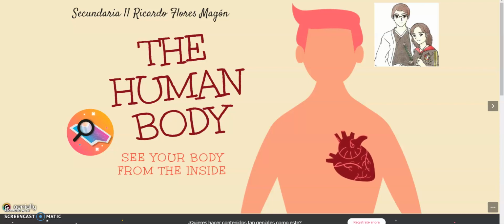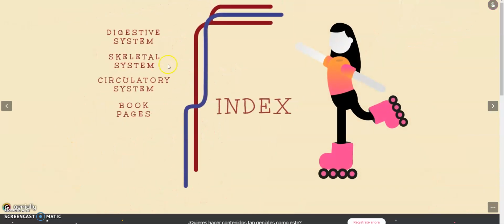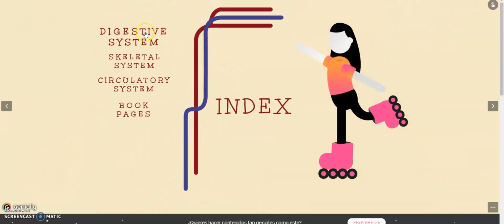We're going to start unit 9 and we're going to focus on the human body. We're going to study the different types of systems and answer some pages from the book. Okay, the index: we're going to study the digestive system, the skeletal system, and the circulatory system, and we're going to answer some pages from the book.